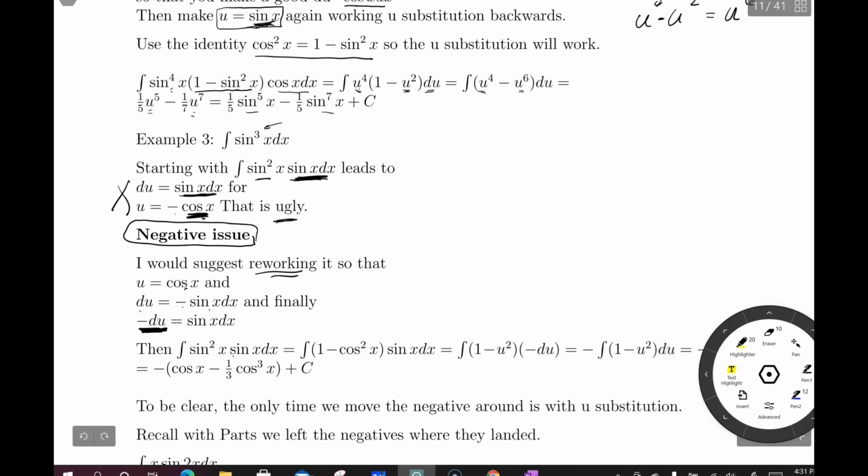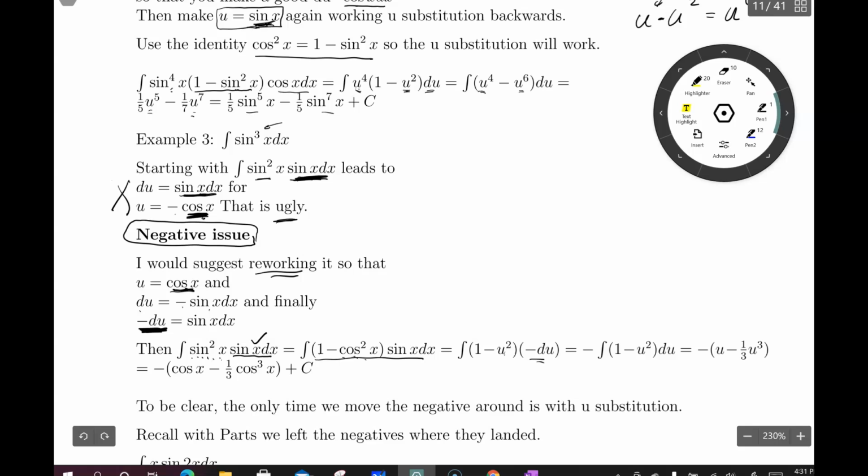So with this, sine of x dx will be taken care of with negative du. Sine squared of x, I need to get in terms of cosine. So I'm using my identity. I know that this sine squared is 1 minus cosine squared. Now I've got all x's. I'm ready to go to all u's. So I put u of cosine in here, so 1 minus u squared. Sine x dx gets replaced with a negative du. And then I'm going to take the time to pull this negative and put it out in the front. And then I'm ready to take the antiderivative.